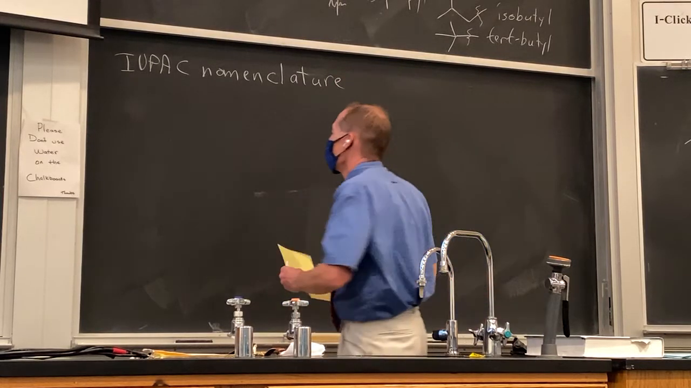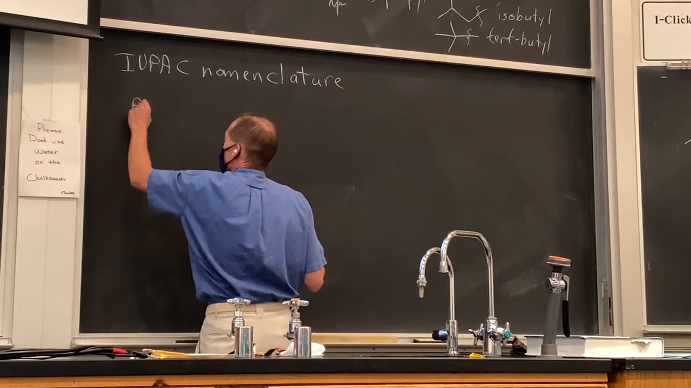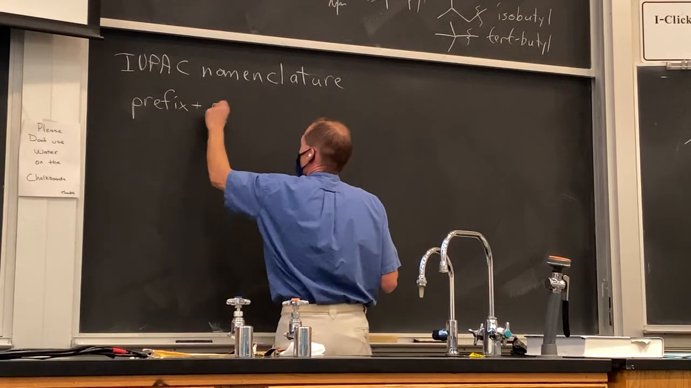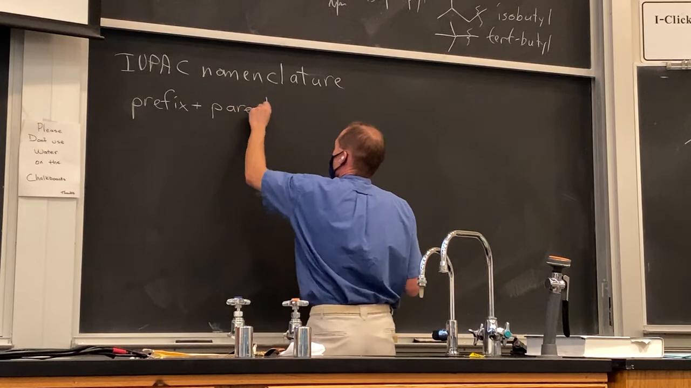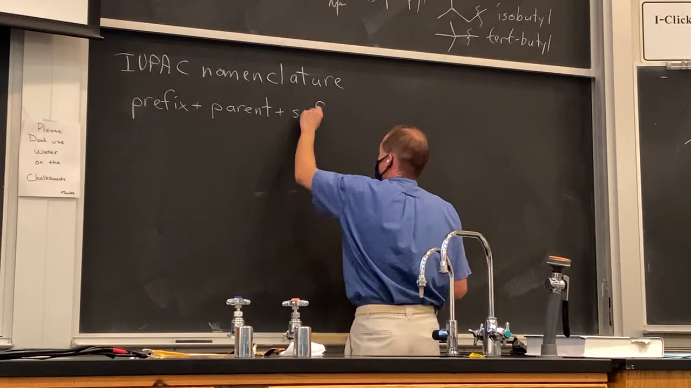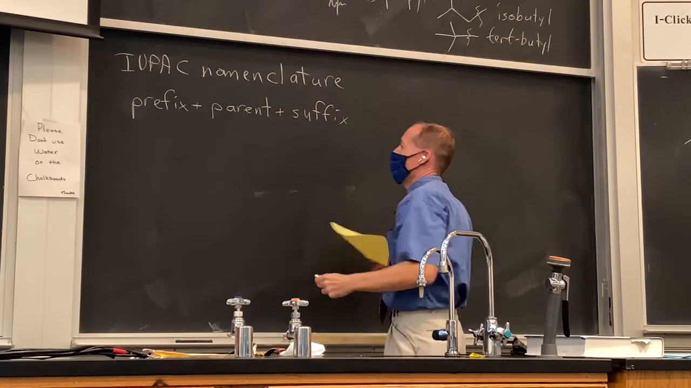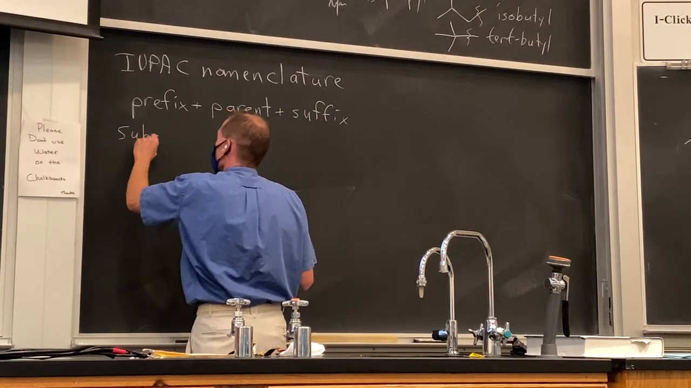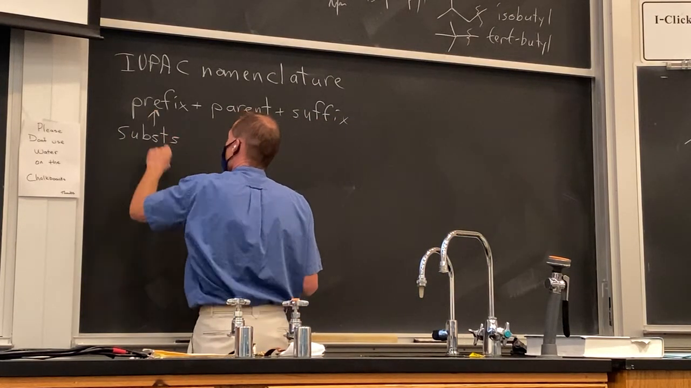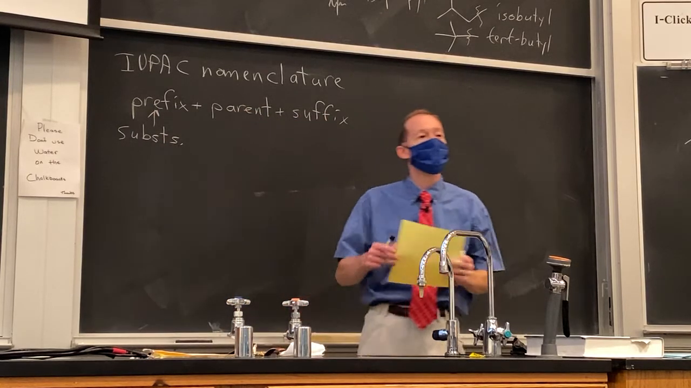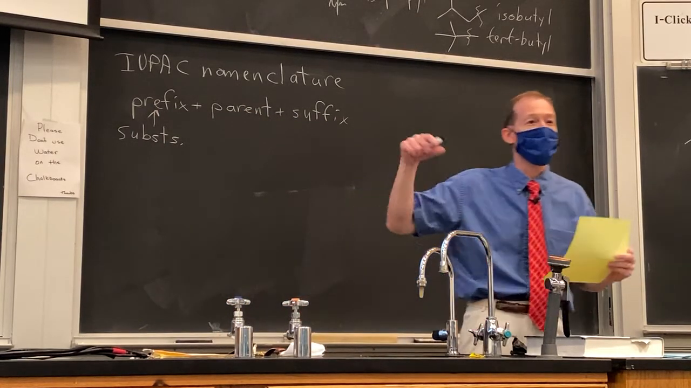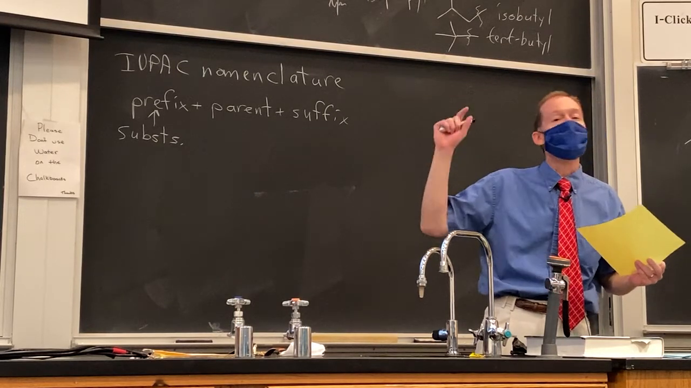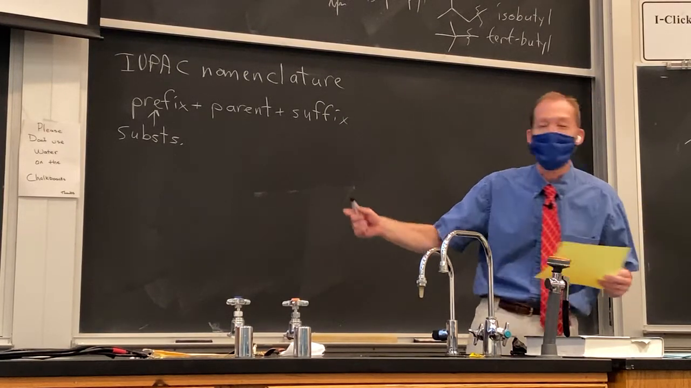And that name has 3 components: a prefix plus the parent plus the suffix. Okay? The prefix is going to tell us about substituents. Substituents are groups that are coming off of chains or rings. It's going to tell us what kinds of substituents, how many substituents, and where they're located.